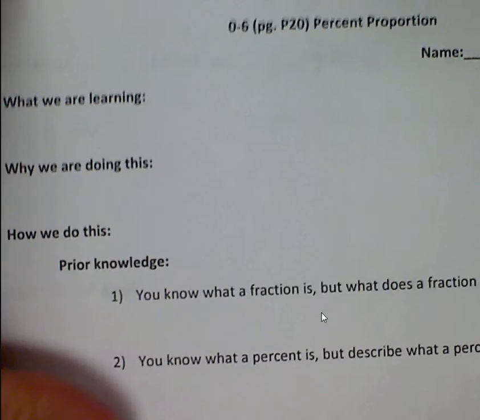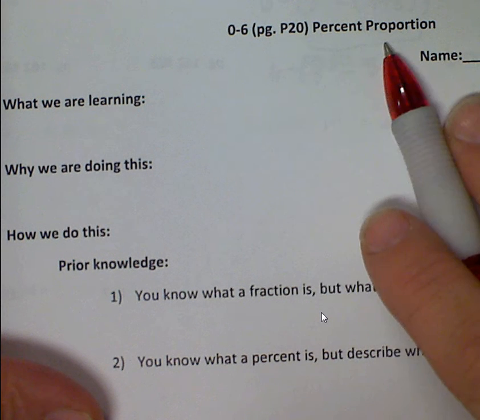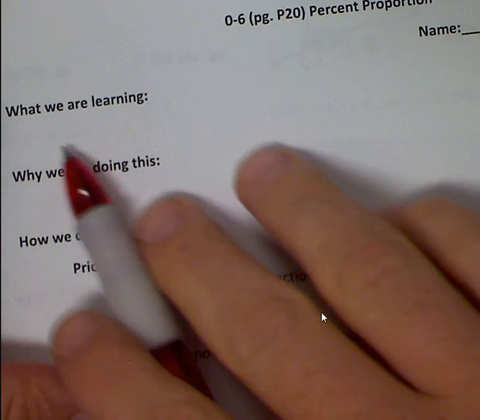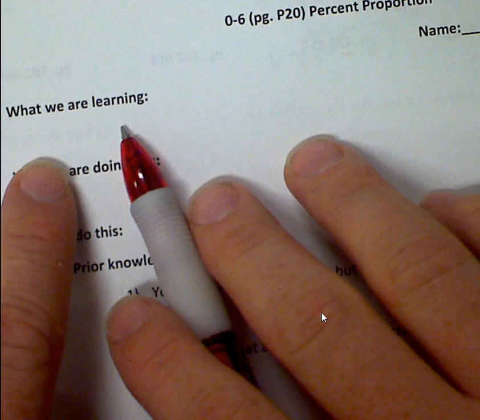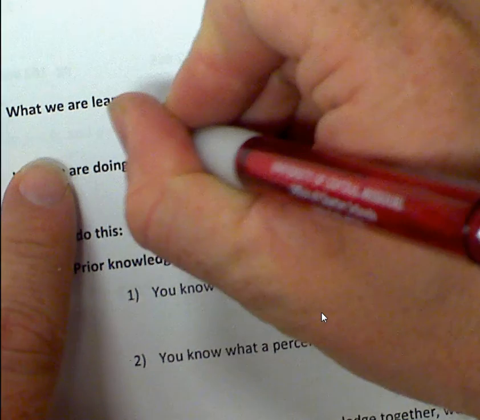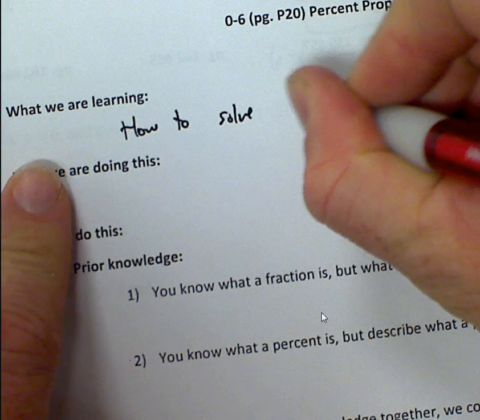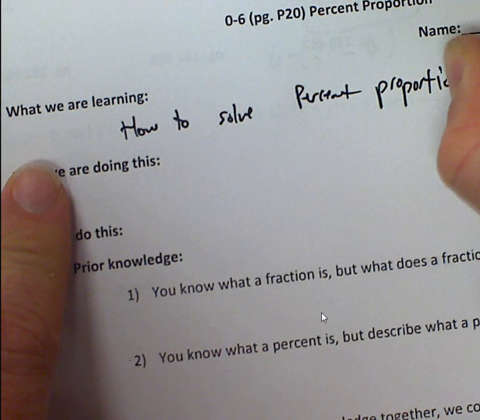Okay, here is 0-6. It's found on page P20. We're talking about percent proportion. So, what are we learning today? We're learning how to solve percent proportions.